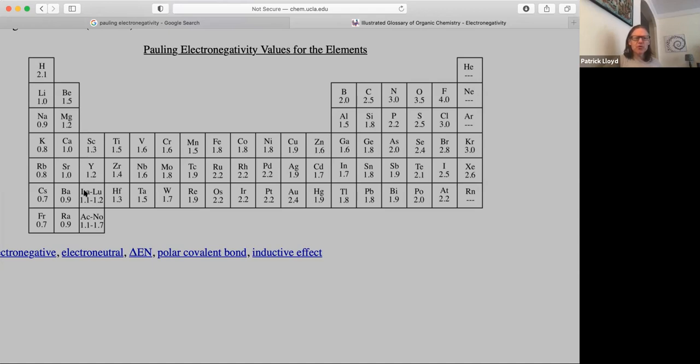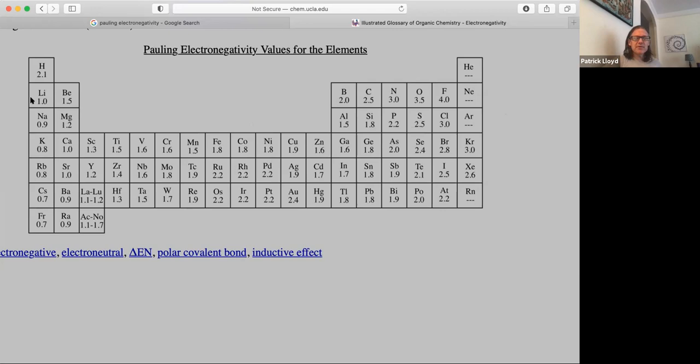I'm going to ignore the transition metals for right now. They all have measured electronegativity values, but we are not going to use them in Lewis structures. So this is one chapter where we essentially ignore the transition metals. Okay, so let's move over to the P block, right? The non-metals and the metalloids.